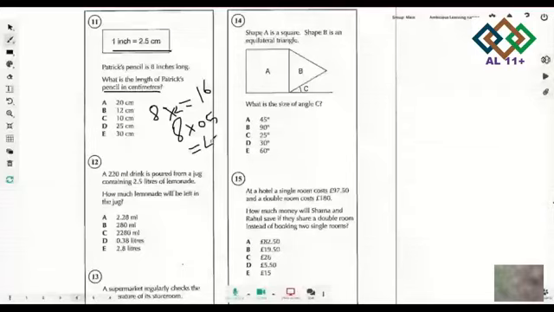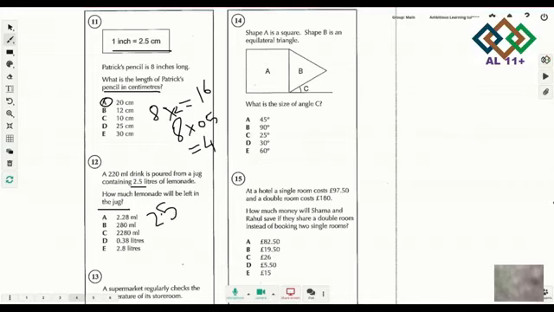So the next one is a 220 ml drink is poured from a jug containing 2.5 liters of lemonade. How much lemonade will be left in the jug? So you need to calculate how much lemonade is left in the jug. So you have to change the options to the same units. The best unit is milliliters. To convert liters to milliliters, you just multiply by 1000. You need to remember that. So 2.5 is given to you.